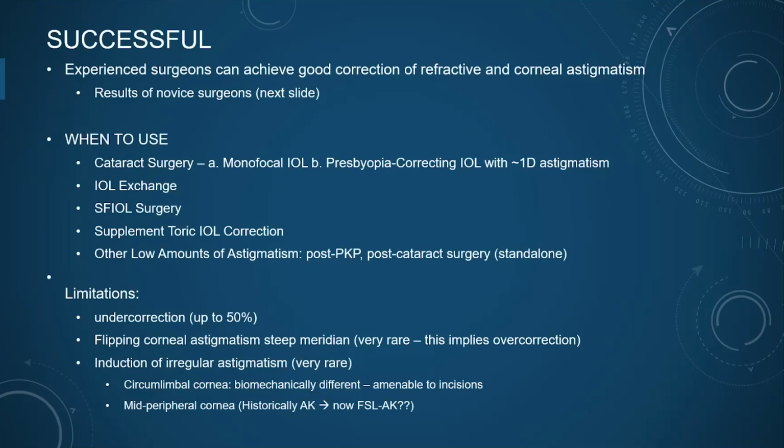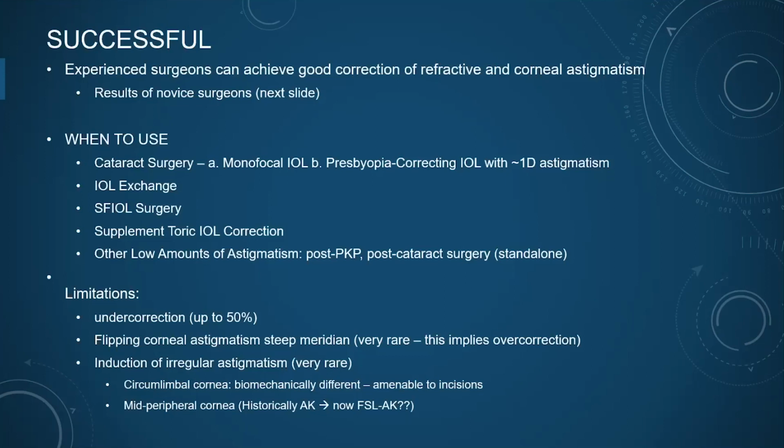The mid-peripheral cornea is where historically we made astigmatic keratotomies, which were used for correcting high amounts of astigmatism after penetrating keratoplasty. It's kind of like, why the heck are we going back to the mid-peripheral cornea with femtosecond laser AKs? It's like going back to flip phones, when we kind of realized with manual AKs that that's not a good area of the cornea.